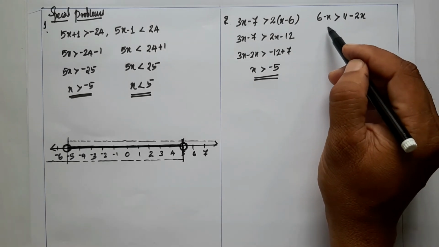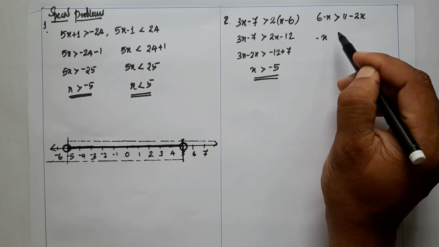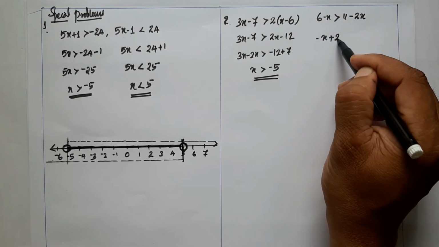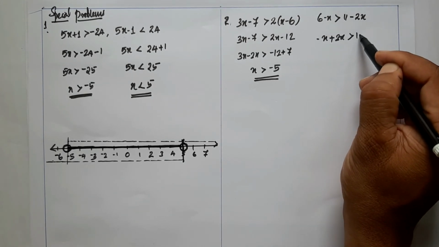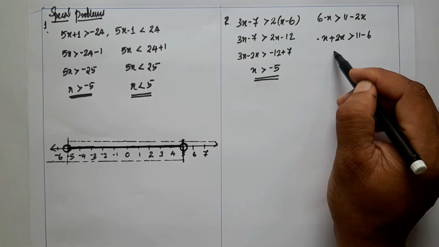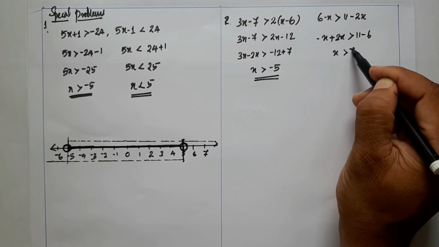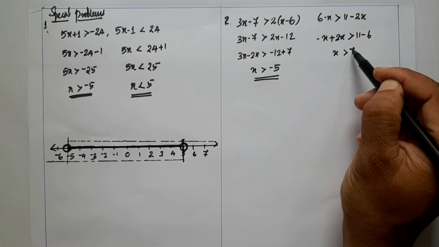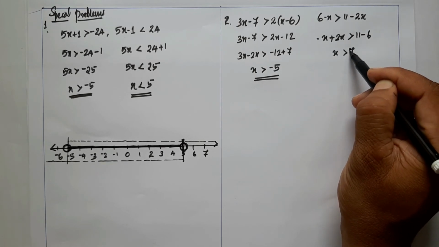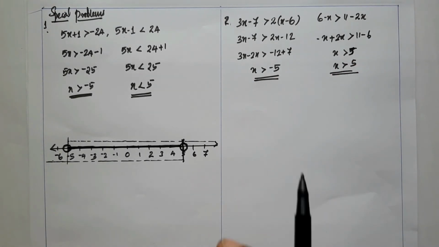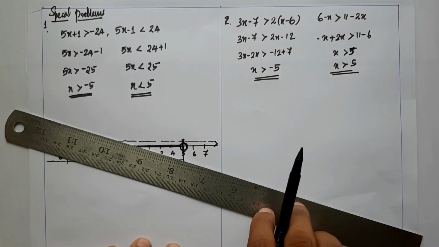And next is 6 minus x. Here minus x is on the left side part. Taking minus 2x to the left side, we get plus 2x. Minus x plus 2x greater than 11 minus 6. 2x minus x is x, greater than 11 minus 6, which is 5. It is x greater than 5. There exist two part solutions, x greater than minus 5 and x less than 5. Now we plot these two inequalities on the same graph.